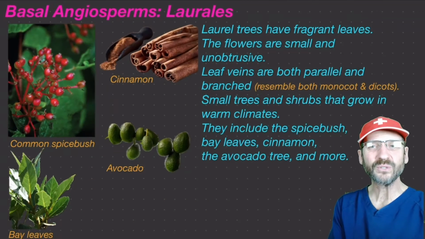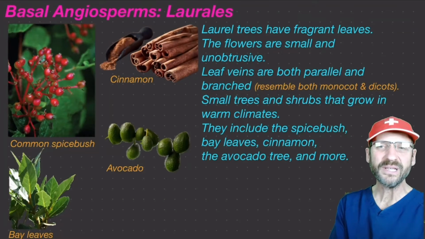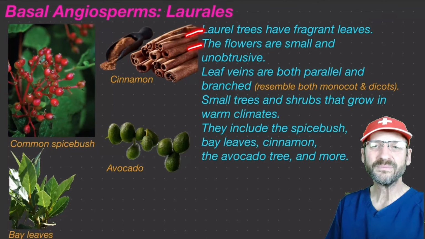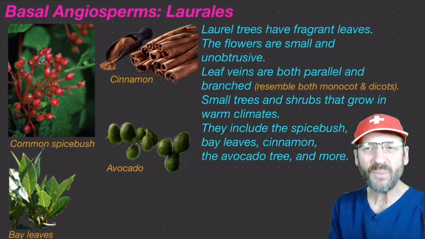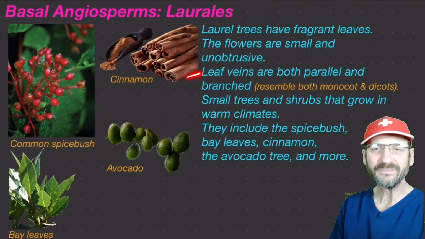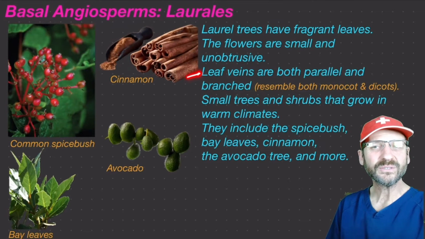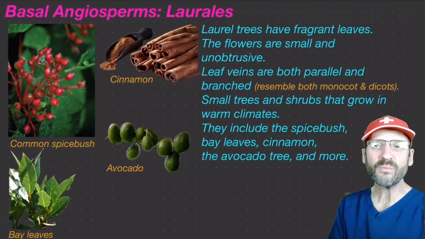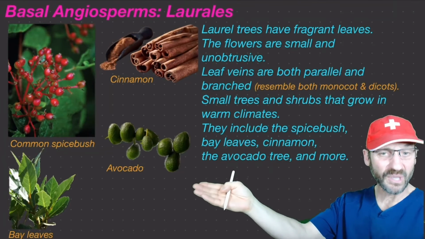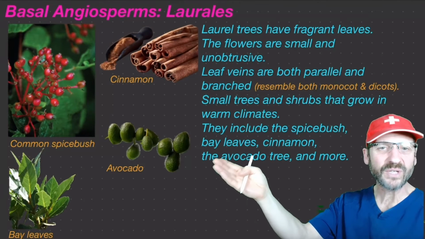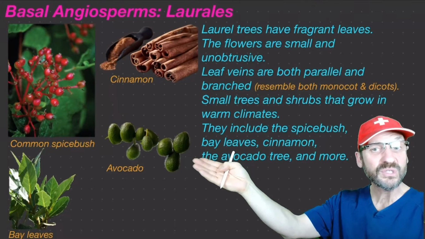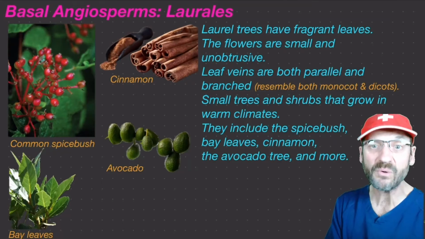Others include laurel trees with their fragrant leaves and inconspicuous flowers. I've written that down right in here. Their leaf veins are both parallel and branched, resembling both monocots and dicots. Laurels are small trees or shrubs growing in warmer climates. They include the bay laurel, which gives us the bay leaves over there to the far left. We also have the avocado or the cinnamon. We also get those in that group. Or also the common spice bush, which has been used medicinally for many years.